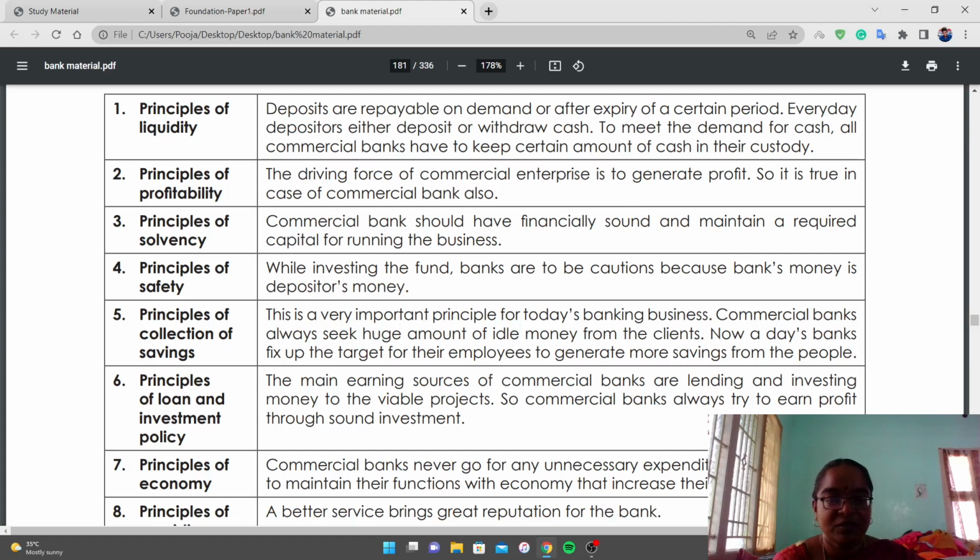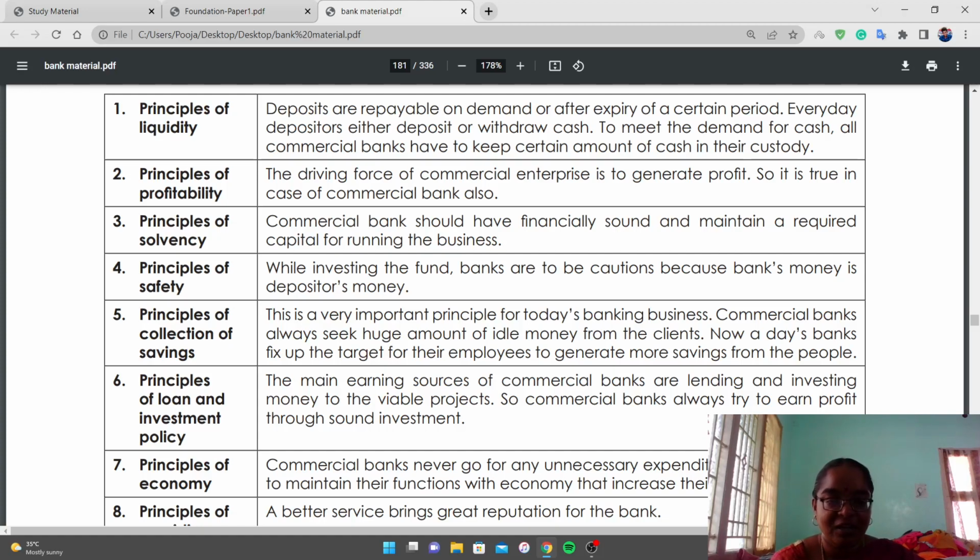And then principles of solvency. Commercial banks should be financially sound and maintain the required capital for running a business. Yes, capital is an important parameter. It is known as solvency. And while investing funds, banks are to be cautious, because a bank's money is a depositor's money. That is, the money deposited in the bank is not the bank's money. It is a depositor's money.